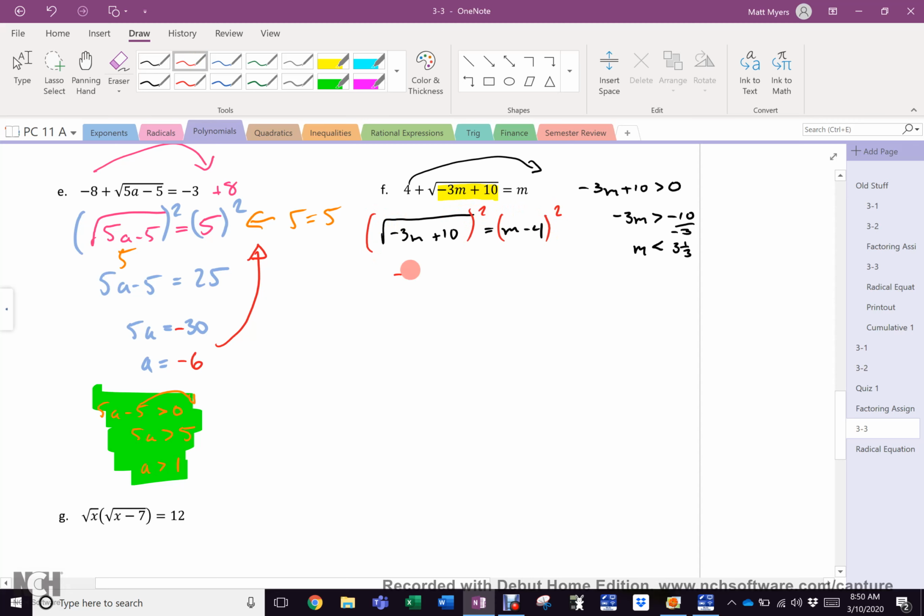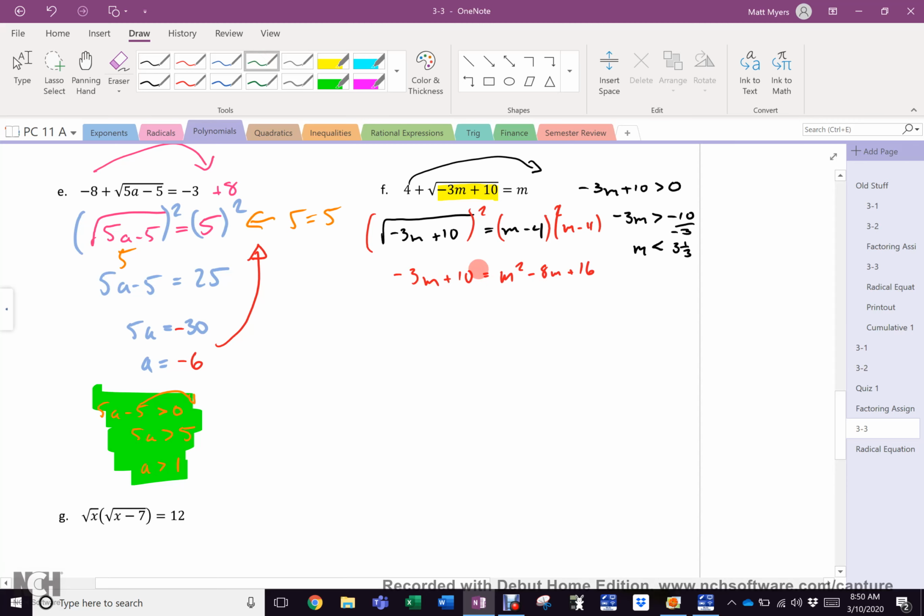So that's going to get me negative 3m plus 10 equals, and I'm just going to do this in my head, m squared minus 8m plus 16. Everybody's cool with that, right? Maybe you need to write out the FOIL and actually do it, but hopefully by now you're starting to see how these work. You add them to get that term, you multiply them to get that term. Everybody good? Now what bothers us?